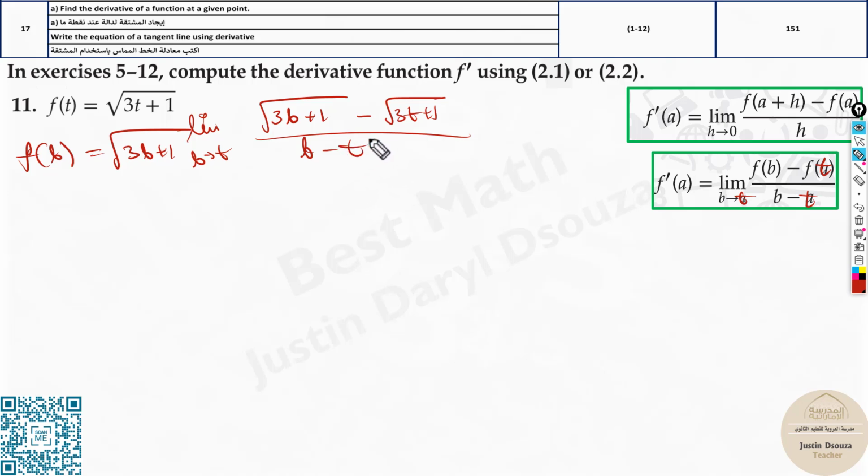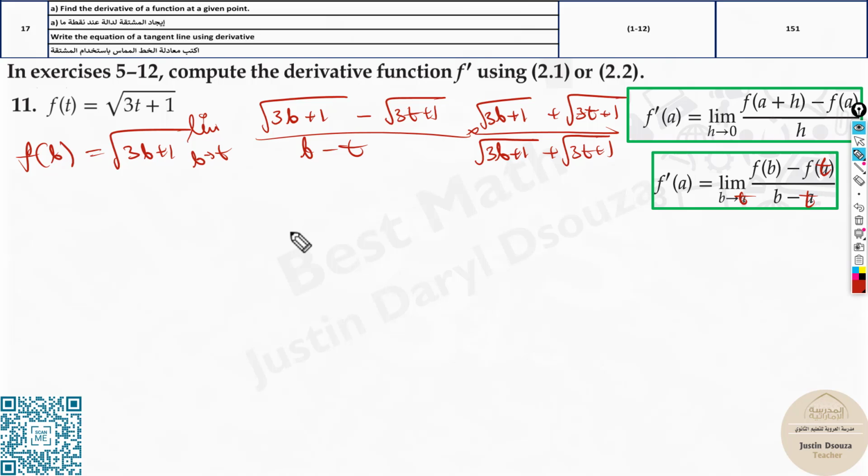Now this is a problem. Why? Because radicals are there, we can't directly apply the limit. If we apply the limit of b to t, it will be undefined. Whenever radicals are there, remember the conjugate: multiply and divide by the opposite sign. So over here, I multiply this by root of 3b plus 1 plus root of 3t plus 1. We have done this problem before, right? With radicals, you multiply the conjugate. Your a value is not given, so it's just that we have b and t. So here, 3b plus 1 plus 3t plus 1, under roots.